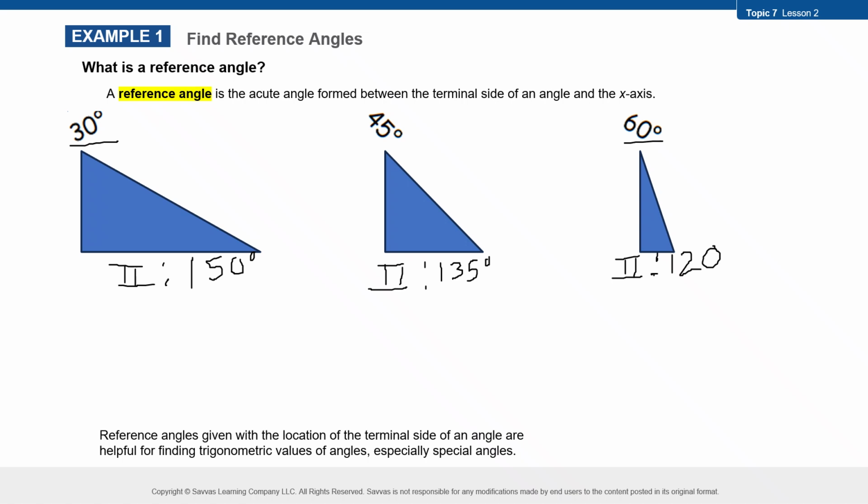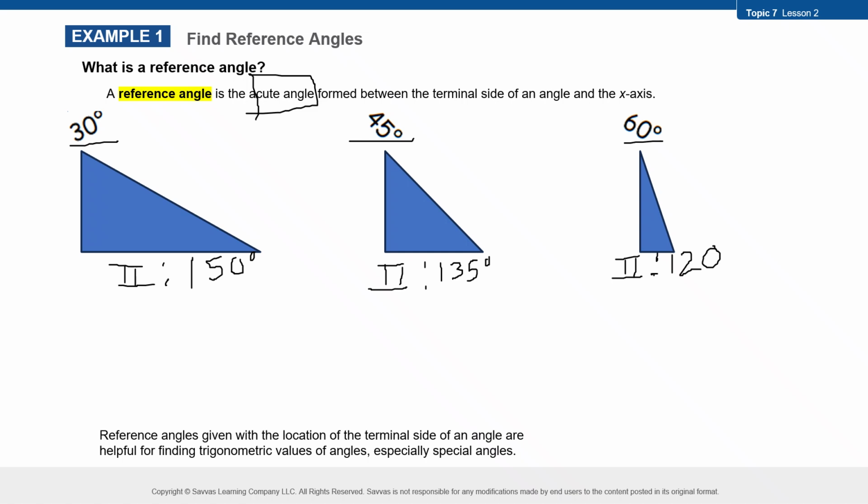All right. And again, reference angles must be acute angles. So when you add or subtract them going through the quadrants, the angles have to be acute. Like 150 being a reference angle of 30, 135 a reference angle of 45, and 120 a reference angle of 60. And we subtract them in quadrant 2 from 180 because the angles are not going to be greater than 180.